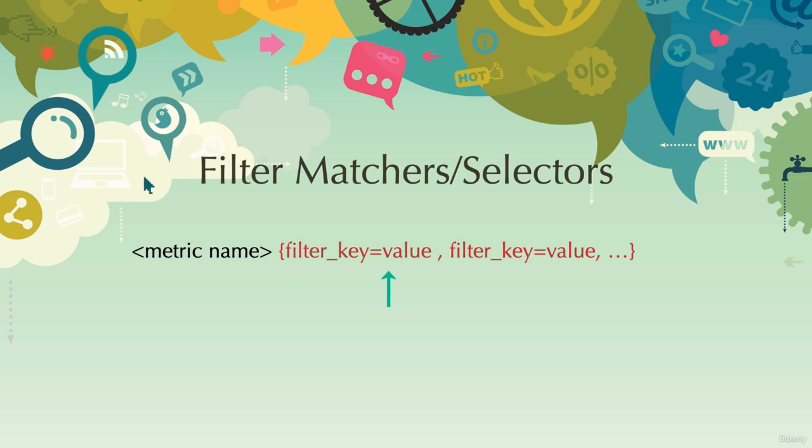The filters are a set of labels. Every label is a key value pair, and they are separated by commas. Every comma that you put between two labels represents AND. So when we say filter 1 comma filter 2, basically we are saying filter 1 and filter 2. Both are applied on the query.